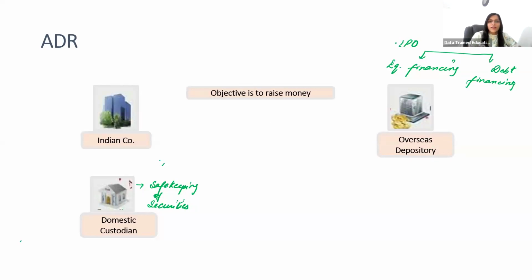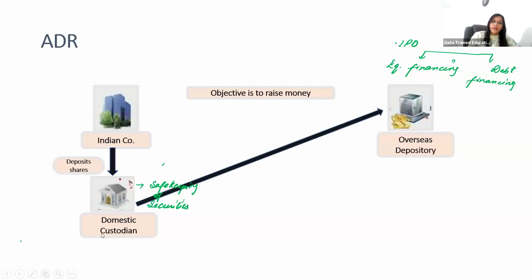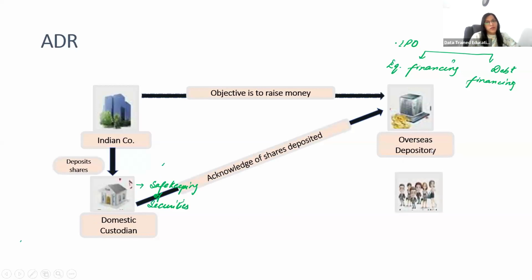So this domestic custodian will provide acknowledgement to the overseas depository, indicating that they have received the shares from the Indian company. Once the overseas depository receives the acknowledgement, they will issue ADRs to the American investor. As I told you, the Indian company deposits shares with the domestic custodian, and then the domestic custodian, after receiving these shares, provides acknowledgement to the overseas depository. Then once the acknowledgement is received, they issue the shares to American investors.